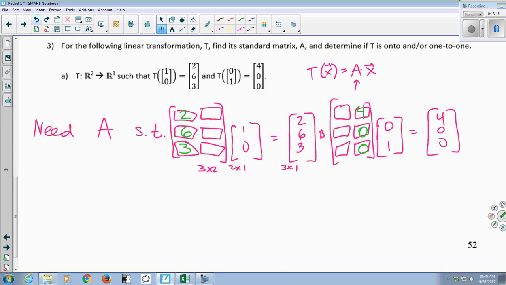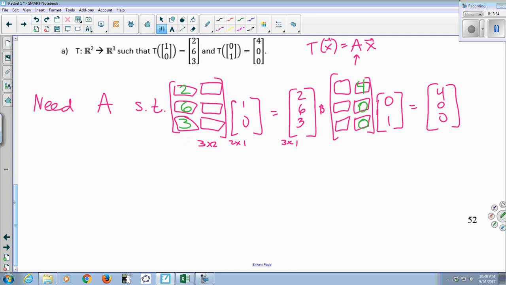And that worked out so nicely because they gave me 0, 1, which is the second column of the identity matrix in R2. We call that E2. Okay, so it turns out that my matrix A combined the information that I just gleaned from those 2 pieces of information. It's 2, 6, 3, and 4, 0, 0. So there's my matrix A. That's called the standard matrix of the transformation.